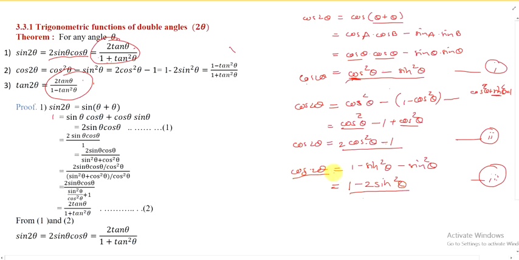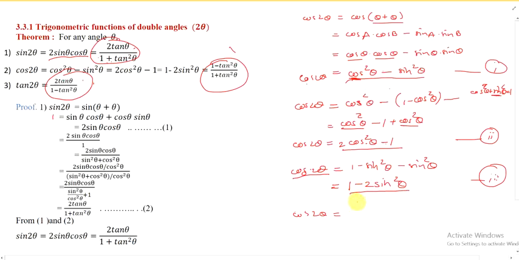Okay, so now I think you maybe realized how easy it is to prove and to understand. Okay, I hope so. Now try independently to prove this one. Okay, so you will get that and you will understand it in a better way. Now the same result, that is cos 2 theta, has one more form, that is 1 minus tan square theta upon 1 plus tan square theta.